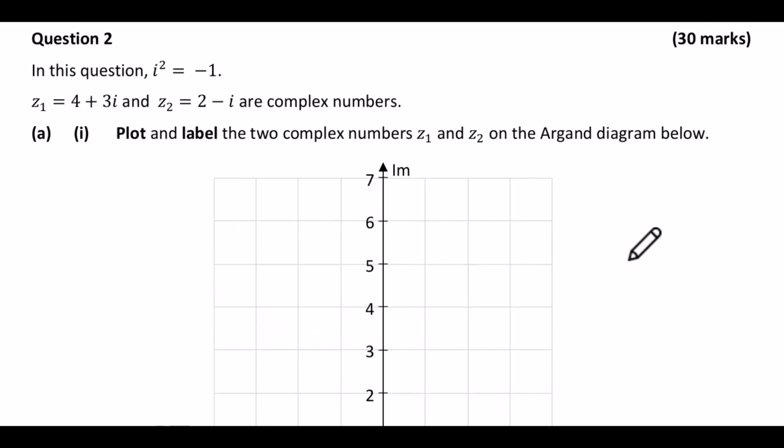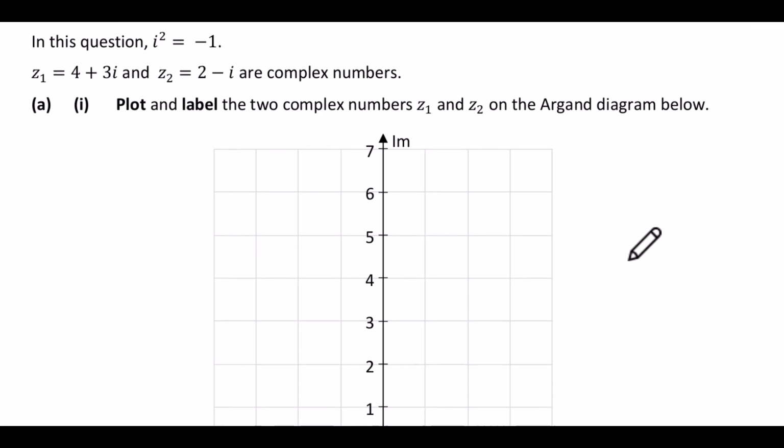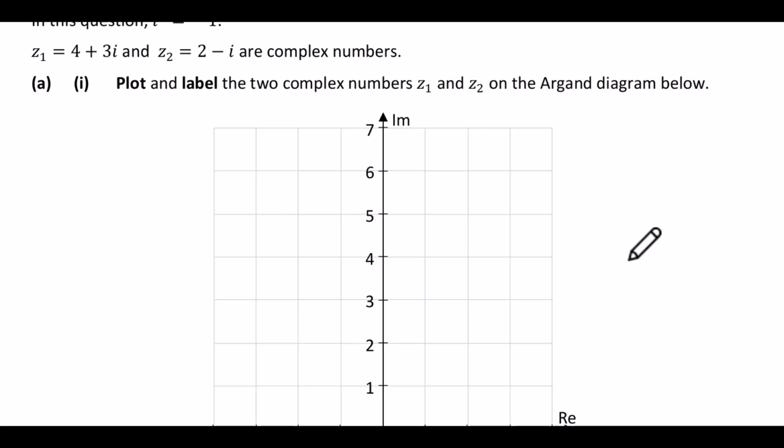Okay, let's have a look at the next question then. This is question 2. This is a complex number type question. So we have i squared is minus 1. We're given z1, which is 4 plus 3i. We're given z2, which is 2 minus i. They're two complex numbers.